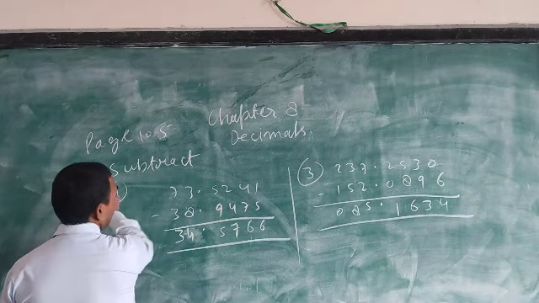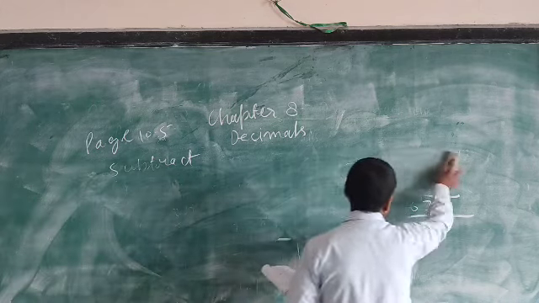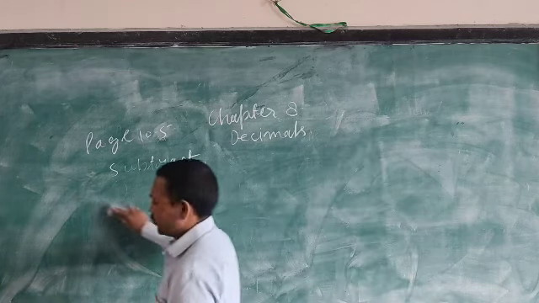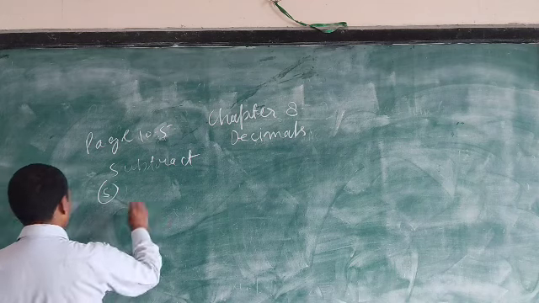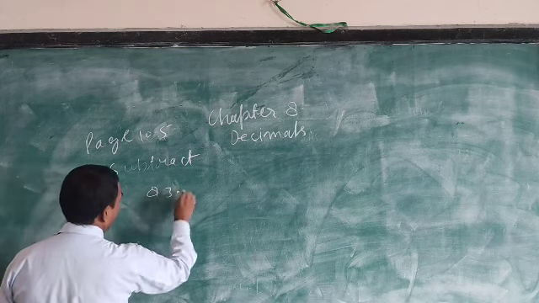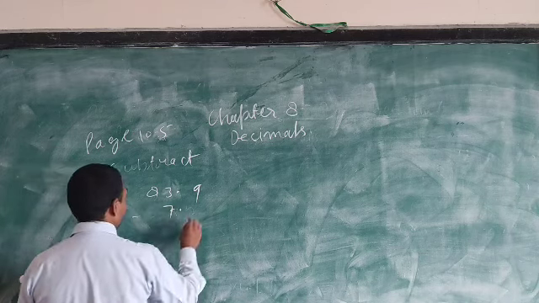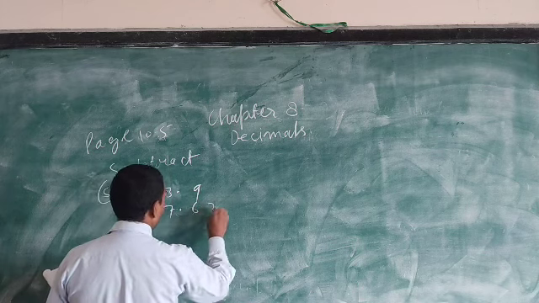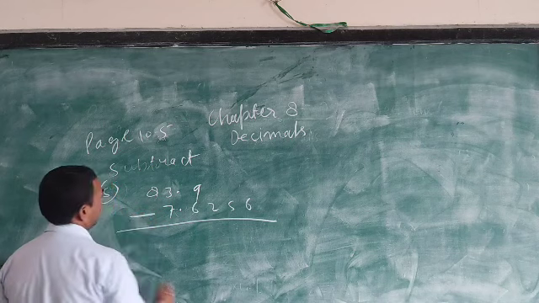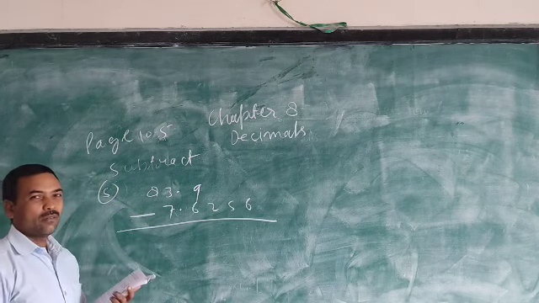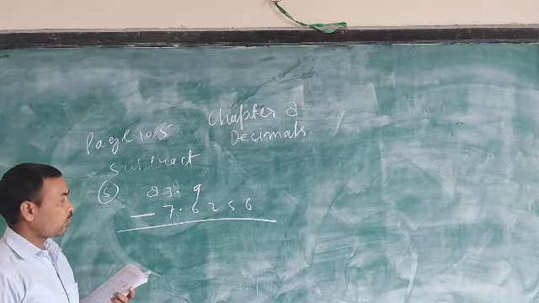So if you want to subtract 7.6256 from 83.9, that is, you want to subtract 7 from 84, near about 84. This number is more close to 84. So you can guess your answer.